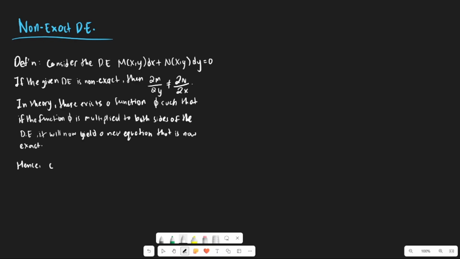Hence, if we multiply phi to the given differential equation, that is M(x,y) dx plus N(x,y) dy, then this new differential equation is exact, with phi being called the integrating factor.